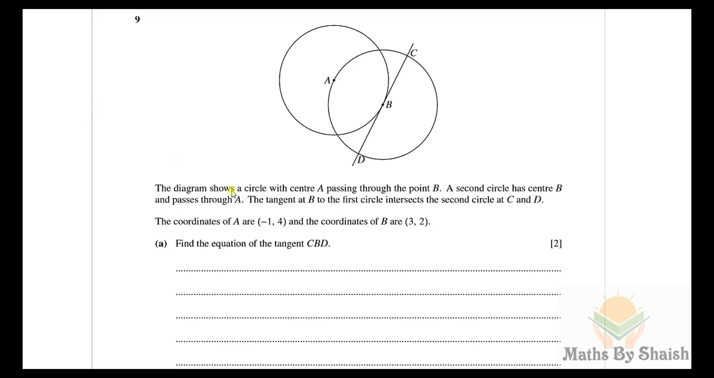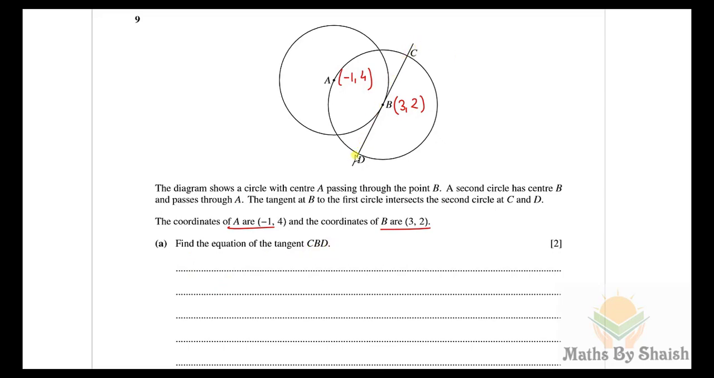The diagram shows a circle with center O passing through B. A second circle has center B and passing through A. The tangent at B to the first circle intersects the second circle at C and D. The coordinates of A are -1, 4 and the coordinates of B are 3, 2. So we have the coordinates of A as -1, 4 and coordinates of B as 3, 2. Find the equation of tangent CBD.